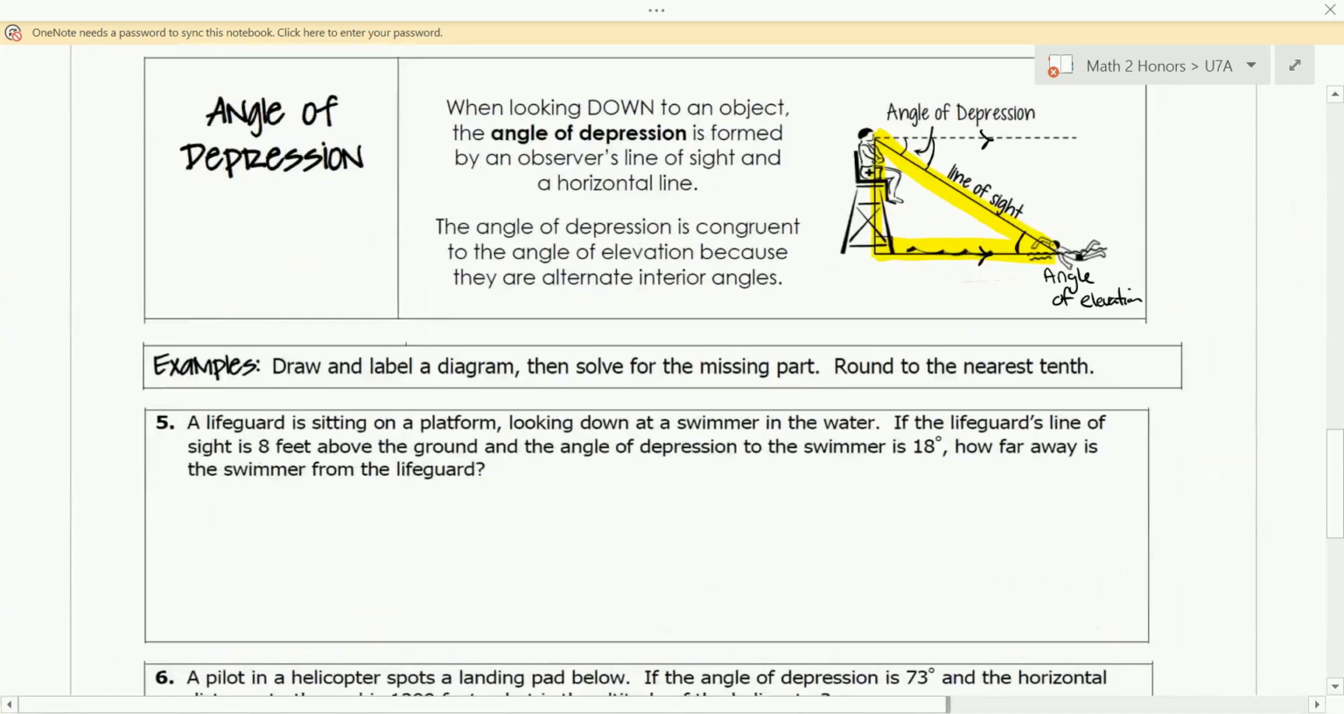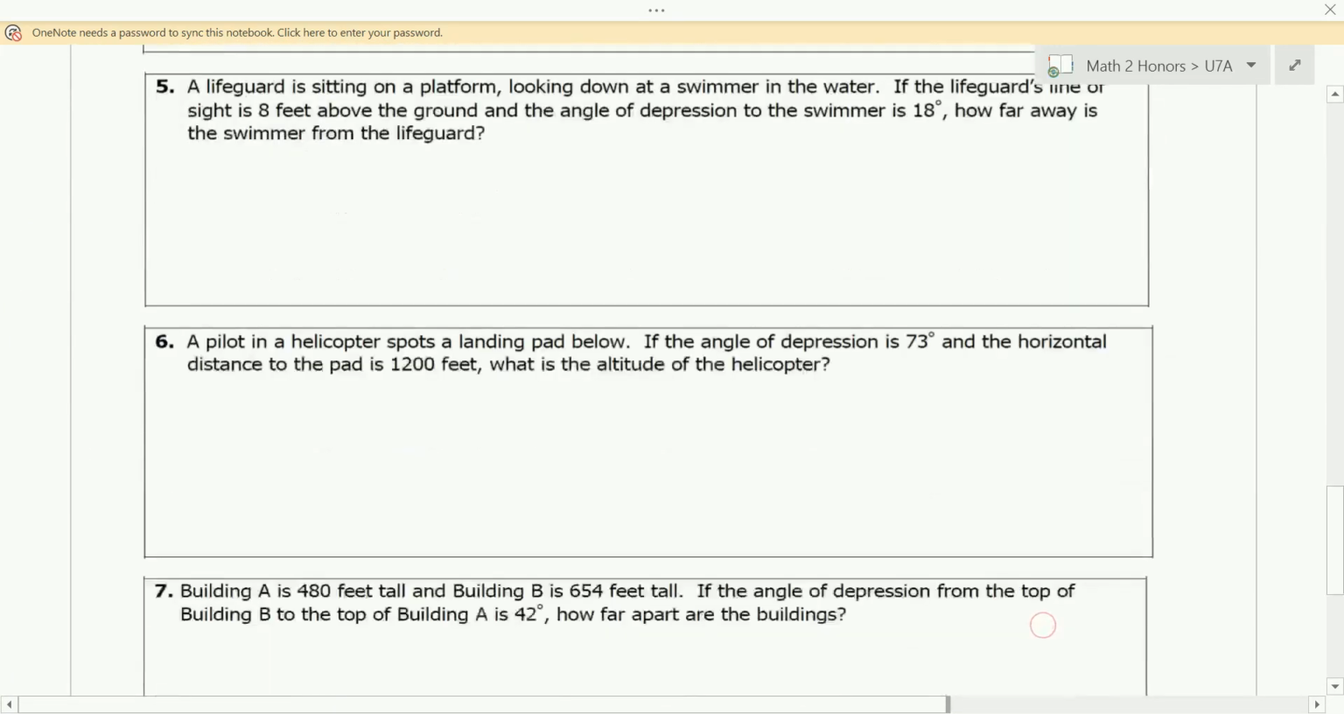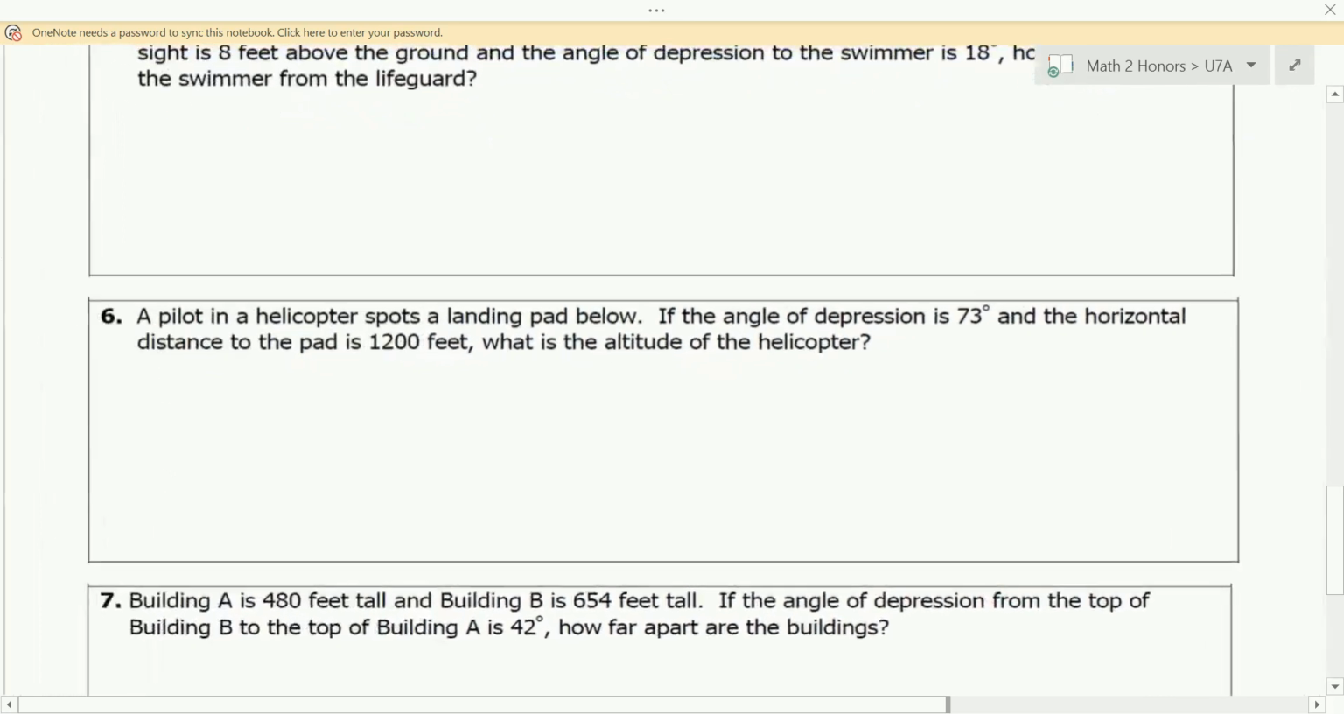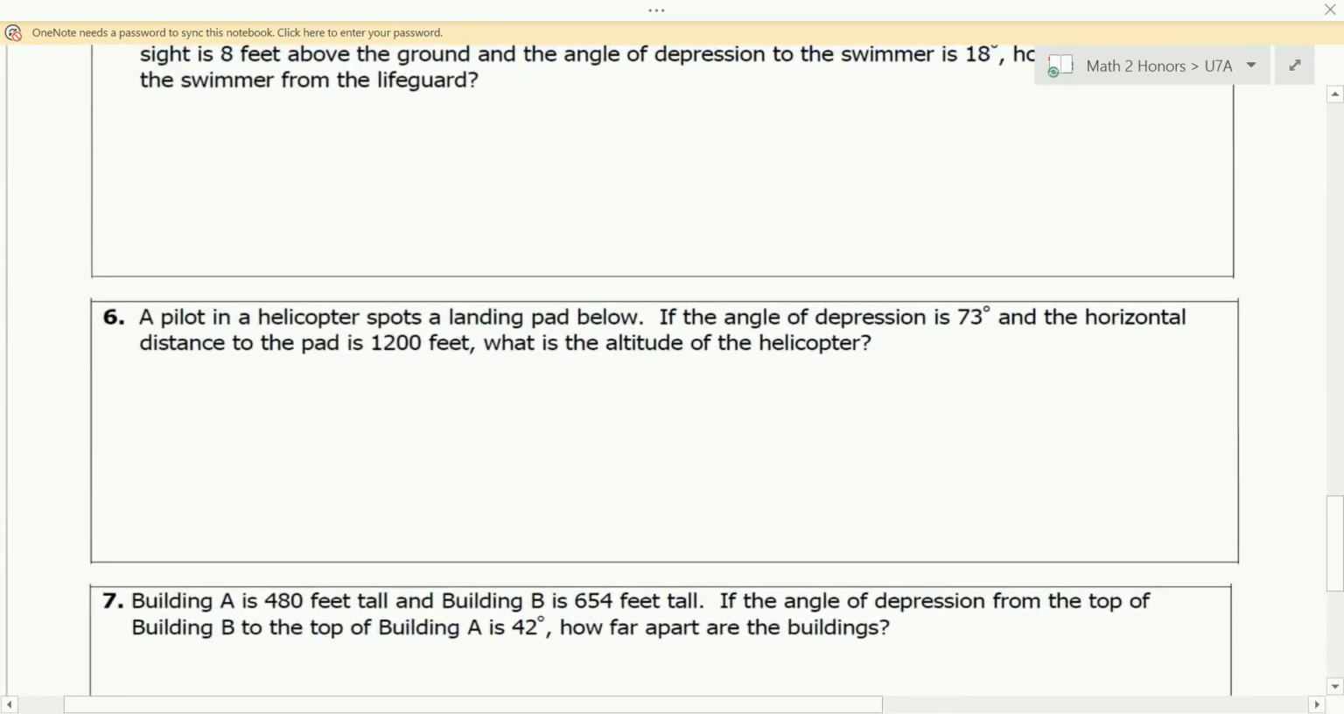So we're going to skip 5 because they already have the diagram for 5. But take a look at 6 and read it and draw a diagram to go with it. You don't have to solve 6, just set it up.